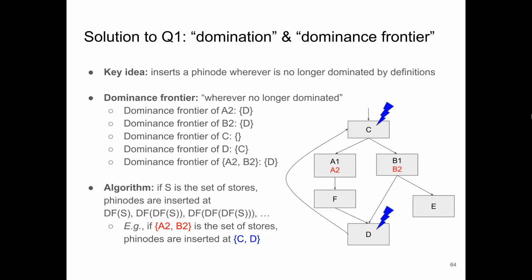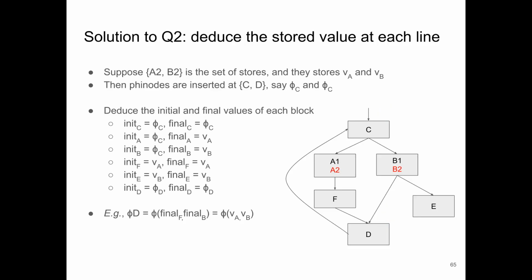So this is the high-level idea, but we still didn't discuss how to compute the domination relation and dominance frontier. That will be discussed in a later video. And let's move on to the second question, which is which value should be stored in the phi node. So it is easier than question one because we already have quite a lot of ideas how to do it.